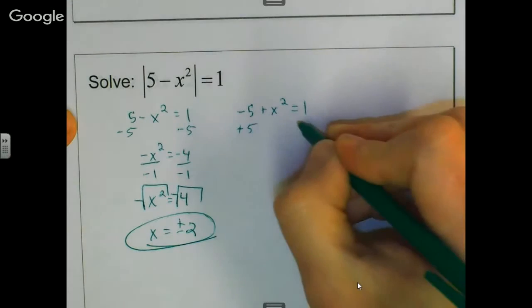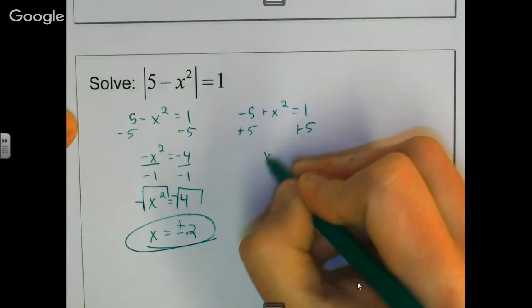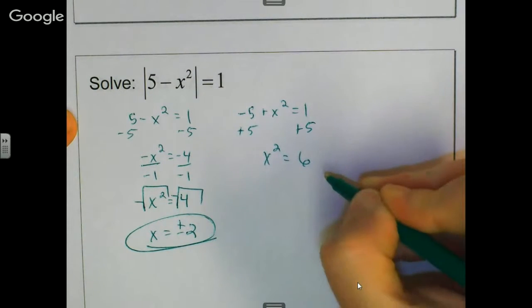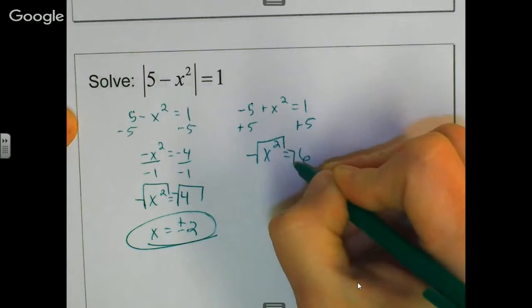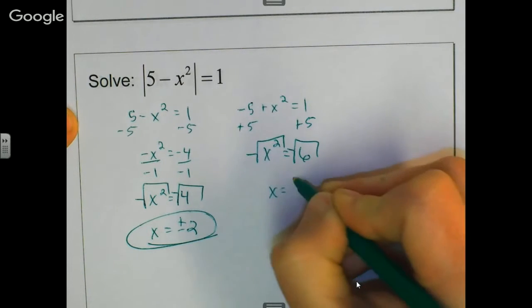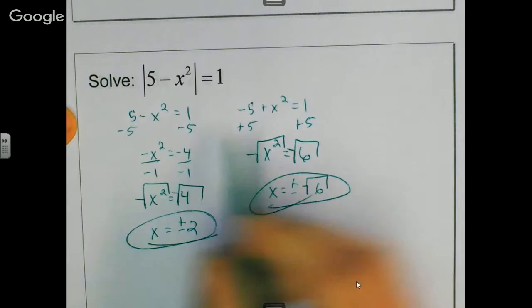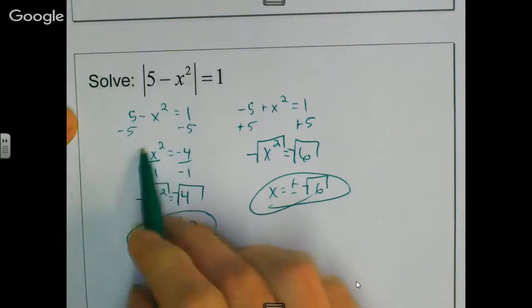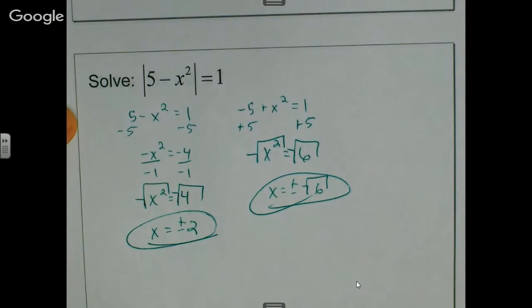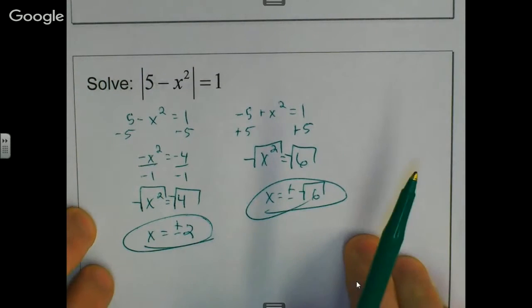Plus 5, plus 5. X squared equals 6. Square root, x equals plus minus square root of 6. I can't break that down anymore. This would be a good example of how maybe I got to use a quadratic formula on it. Maybe I can factor it. Okay? All those things are going to come into play here.